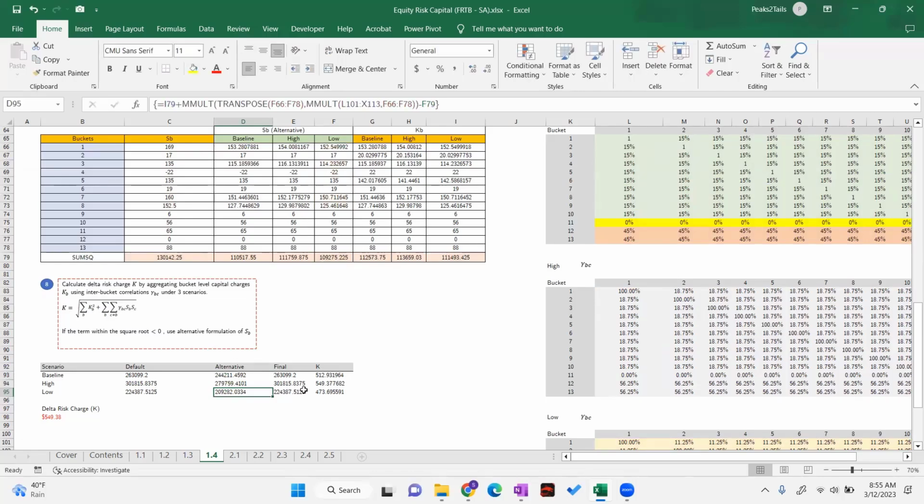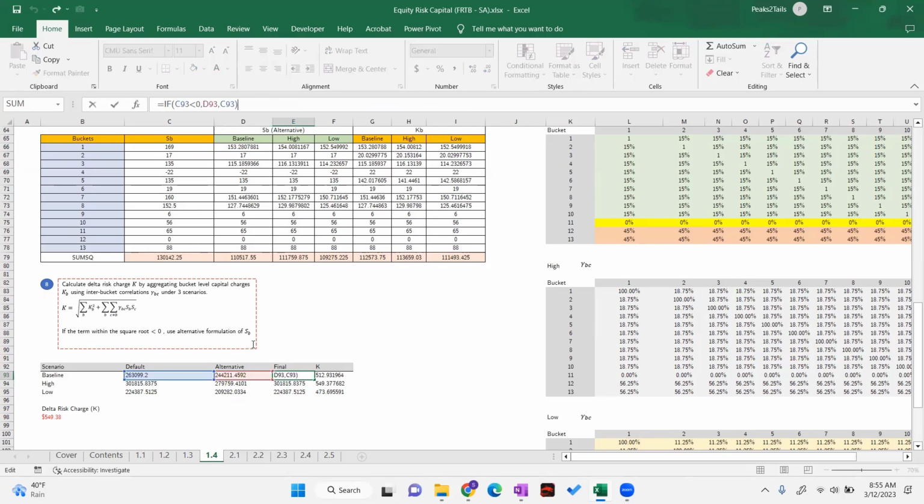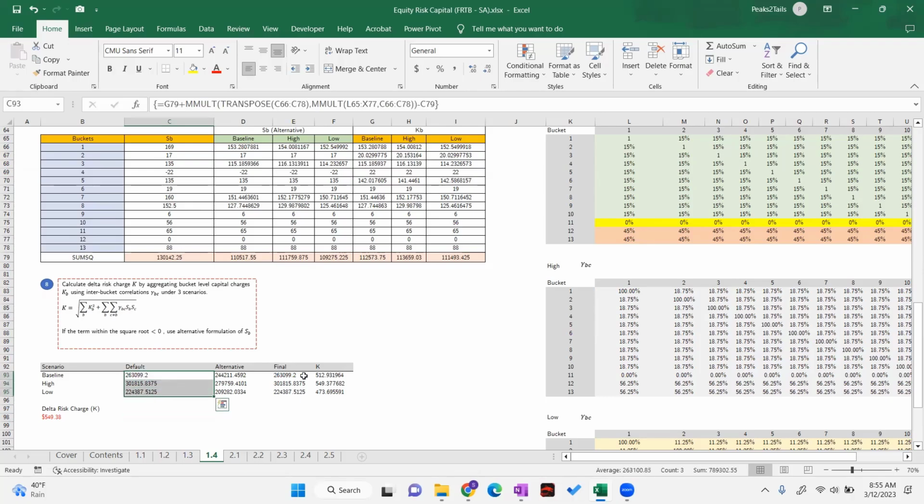Alternative. Okay. Finally, you check the condition that if your default capital is actually negative. If this is negative, then switch to this. Otherwise, keep this. None of these is negative, right? So we keep the original calculation intact. Finally, your K is square root of that. I didn't take square root anywhere. So finally, I'll take the square root. So that's your capital charge.